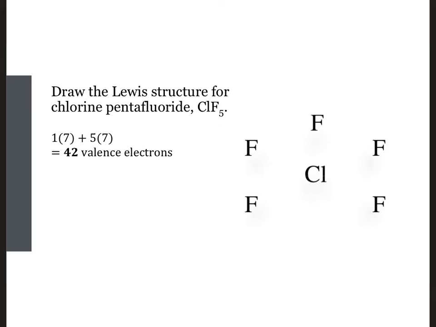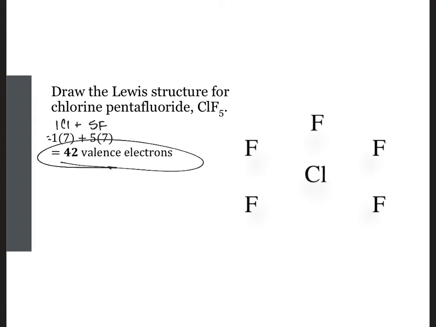Let's build the Lewis structure for the chlorine pentafluoride molecule. 1. Sum up the valence electrons. We have 1 chlorine with 7 electrons and 5 fluorine atoms with 7 electrons each, giving us a total of 42 valence electrons to place in this structure. 2. Select a central atom and arrange the other atoms around it. Chlorine is less electronegative than fluorine, so it becomes the central atom.